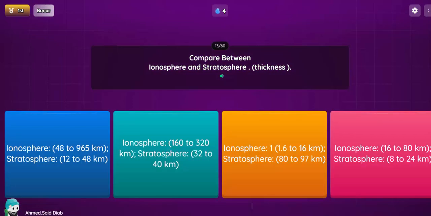Question: compare between ionosphere and stratosphere. Thickness. Option 1, ionosphere, 48 to 965 kilometers; stratosphere, 12 to 48 kilometers. Option 2, ionosphere, 160 to 320 kilometers; stratosphere, 32 to 40 kilometers. Option 3, ionosphere, 1.6 to 16 kilometers; stratosphere, 80 to 97 kilometers. Option 4, ionosphere, 16 to 80 kilometers.